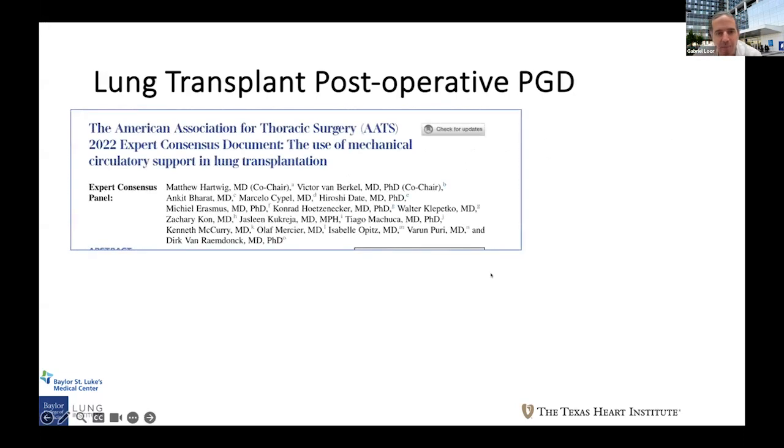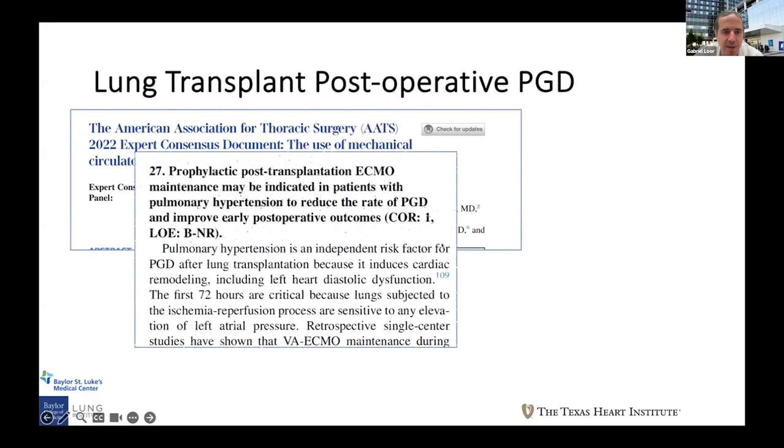So here I'd fall back on the consensus statement from the AATS that was recently released, and I had the opportunity to be involved in reviewing it. But I think that it made a lot of sense for patients with severe pulmonary hypertension.